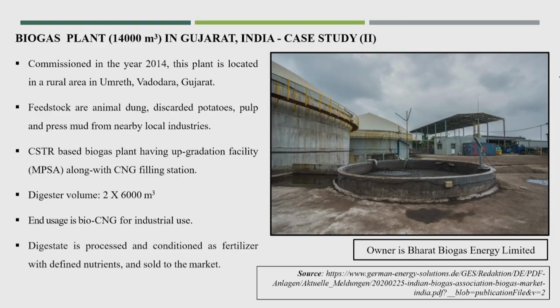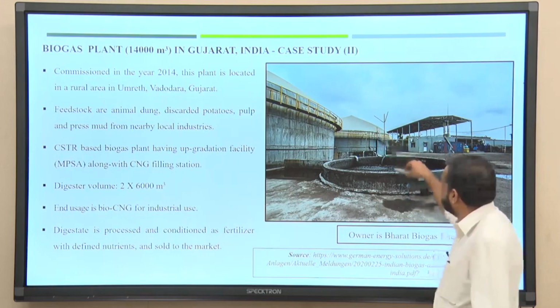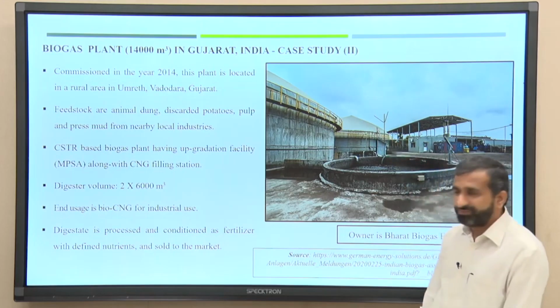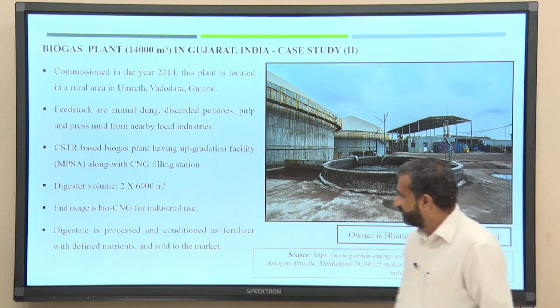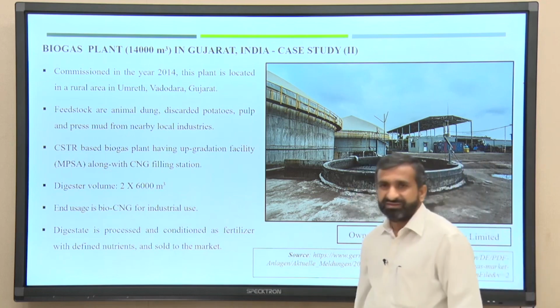And the digestate is processed and conditioned as fertilizer with defined nutrients and sold to the market. So, the digestate is also coming out. This is the digestate from both reactors, the outlet is properly dried and sold to the market.